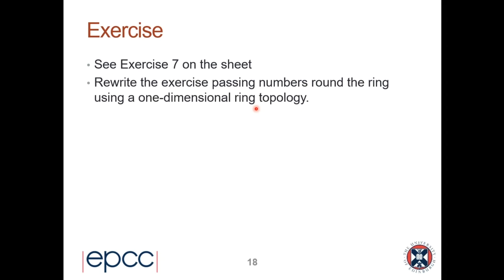Of course, you don't need to worry about doing the "if I'm rank size-1, my neighbor is 0", because that will be done for you automatically by the cart shift on the Cartesian topology with periodic boundary conditions. So are there any questions on that?